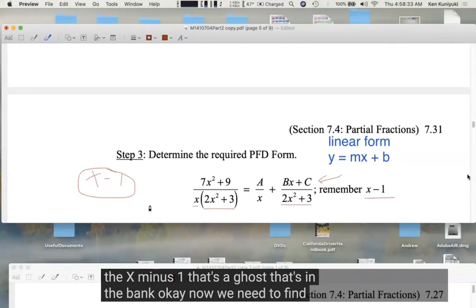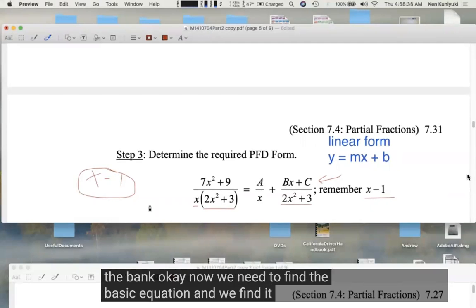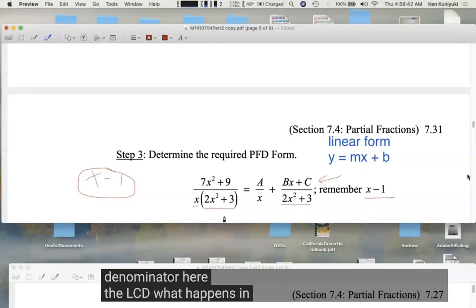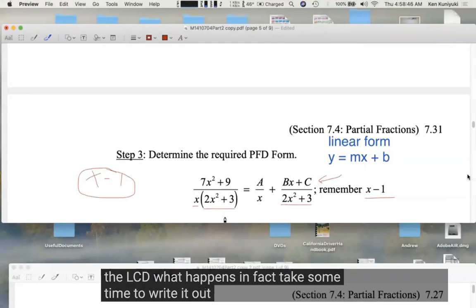Okay, now we need to find the basic equation. And we find it by multiplying both sides by the denominator here, the LCD. What happens? In fact, take some time to write it out. The basic equation.